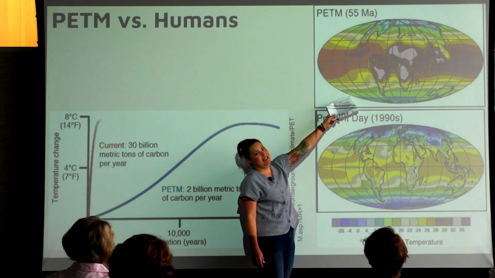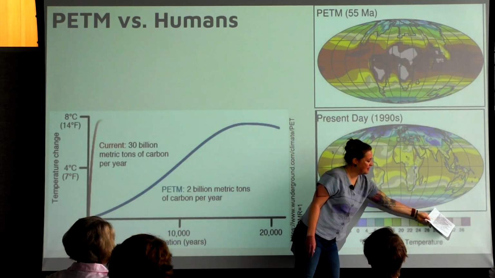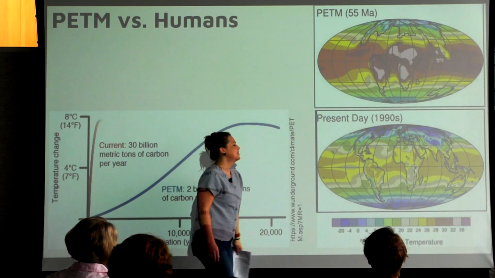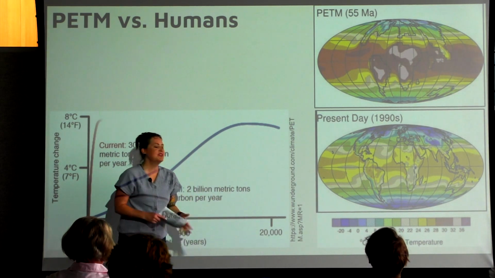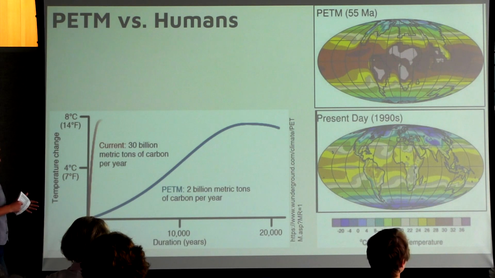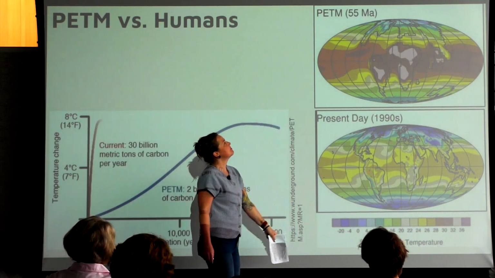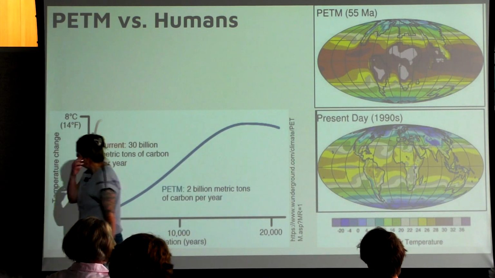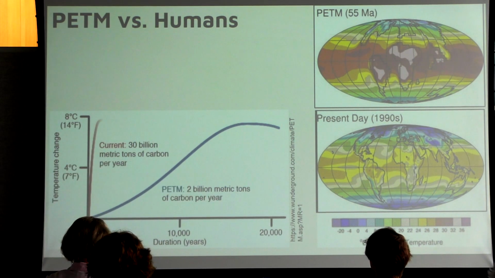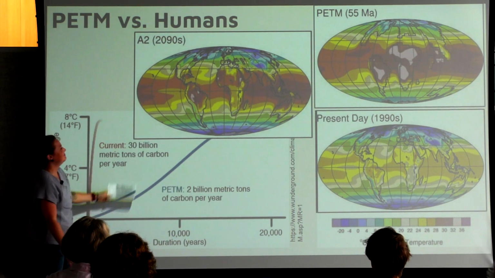Here's the PETM. That's very hot. This like pink color is up here. That's 36 degrees Celsius surface air temperature. So that's like 100 and some odd degrees surface temperature in those pink zones. So that's the PETM. Now let's compare that to some trajectory for the end of the century. Oh, look at that. They match.